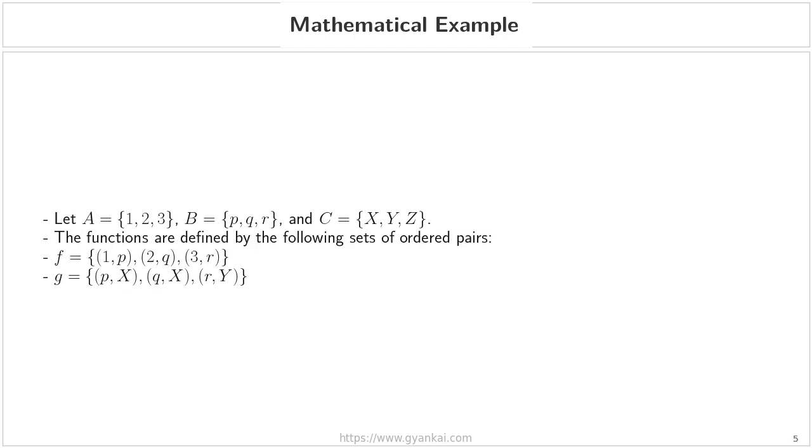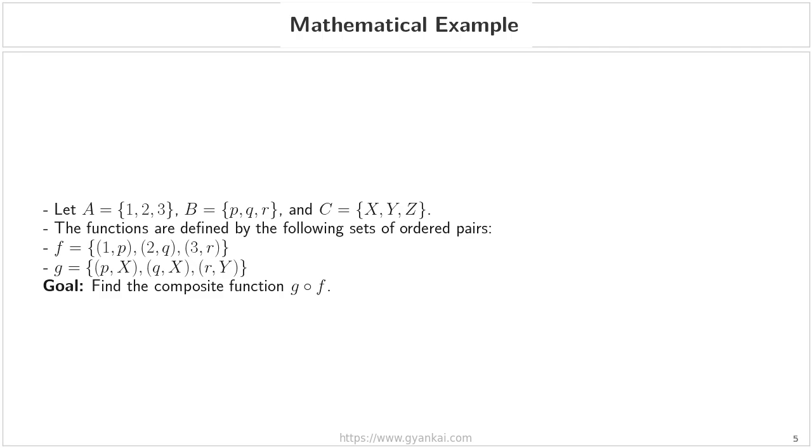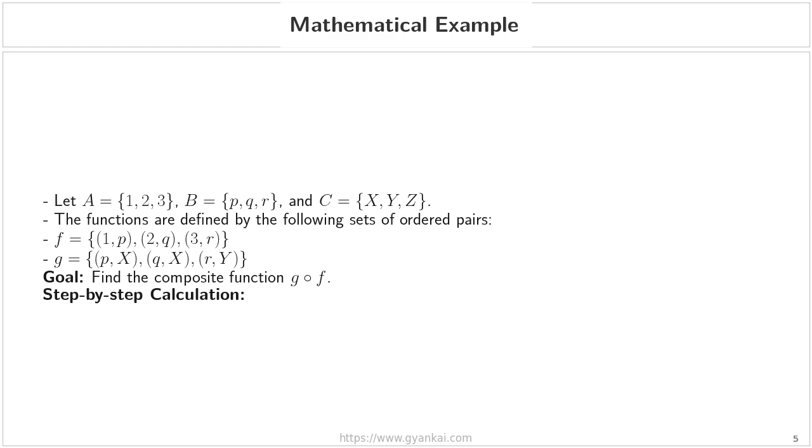Our functions are provided here as sets of ordered pairs. Function F maps 1 to P, 2 to Q, and 3 to R. Meanwhile, function G maps P to X, Q to X, and R to Y. Our goal is to find the composite function, G circle F, as we established in the previous slides. This means we are creating a direct map from set A to set C by using set B as our bridge. Let us perform the step-by-step calculation.